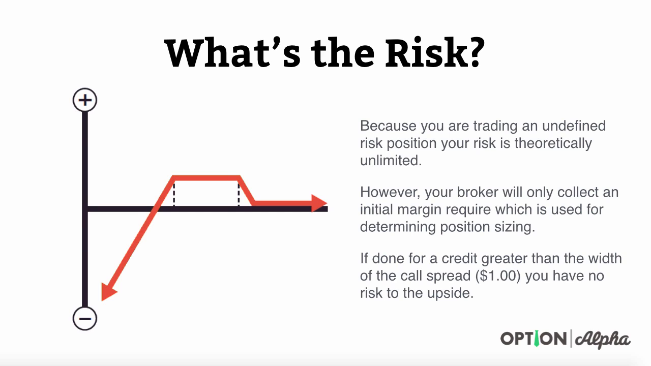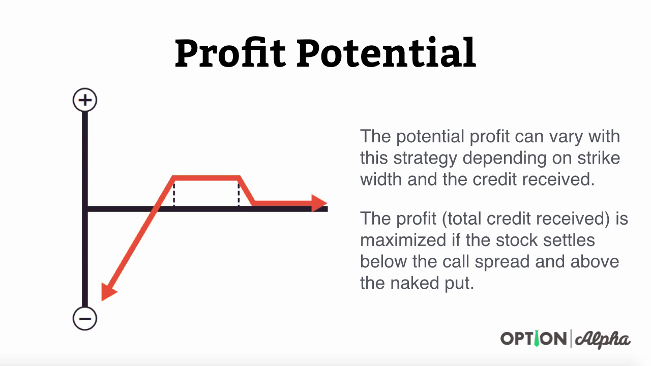Now, ideally, you want to make sure that you do this trade for a credit that is greater than the width of the call spread that you have sold. In our case, we'll be doing an example here with SPY, where we sold a $1 wide call spread. So we'd be looking to take in a credit that is greater than that width so that you have no upside risk in this trade. And that's ideally how you should set them up. Profit potential can vary depending on the different strikes you select and the width and the credit received.